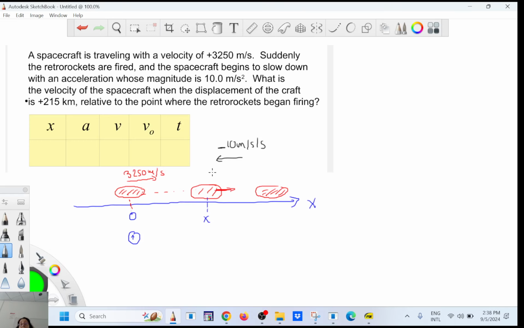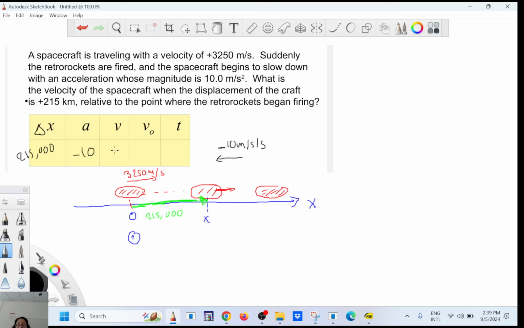Everything is in the drawing. All the physics here is in the drawing. And displacement, you connect your starting point to the final point, and it's 215123. So displacement 215123, acceleration -10.